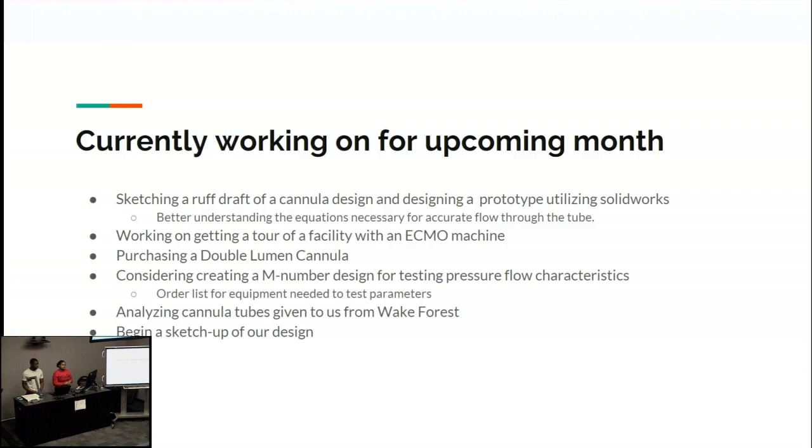Purchasing a double lumen cannula: since we got one from Wake Forest, I guess we don't really need to worry about that anymore. And then we're considering creating a design for testing pressure flow characteristics. Ordering lists of equipment needed to test those parameters is something we're working on. Analyzing cannula tubes given to us from Wake Forest and beginning to sketch up a design.